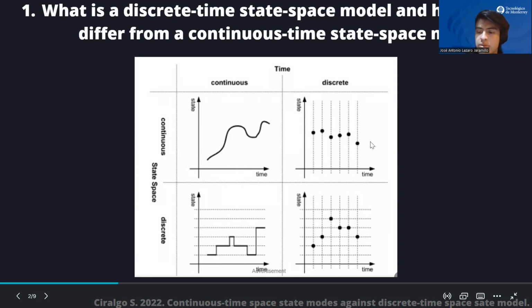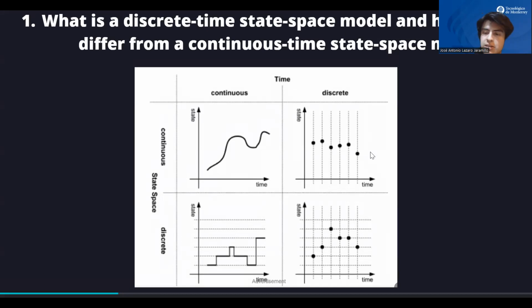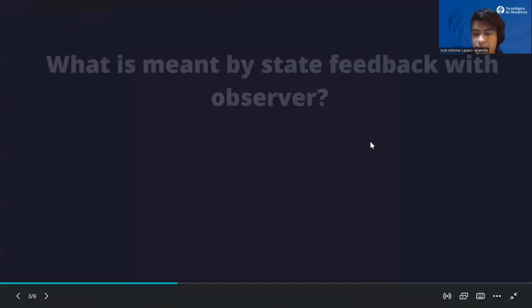As the name mentions, this model differs from the continuous time state space model because, as we can see in the image, the signal is easier to sense. In discrete time we have dots, and in continuous time we have a signal different from the discrete one, that is easier to sense.